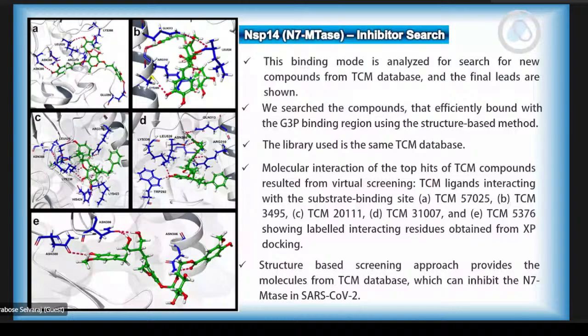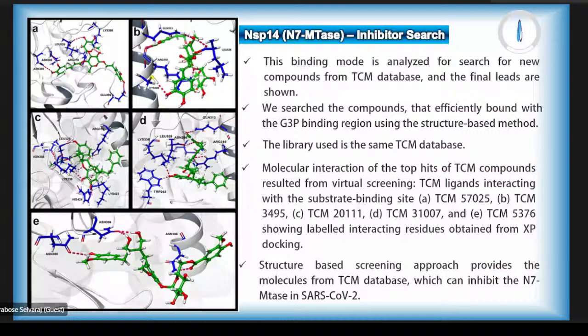So we take in the stagnant pose and we checked the structure-based screening, which gives some 6 molecules which can go and bind with the same GTP interaction pattern. And we find out these molecules can very much strongly bind with the GTP site. That's the reason we have chosen these molecules to be eminent N7-MTase.